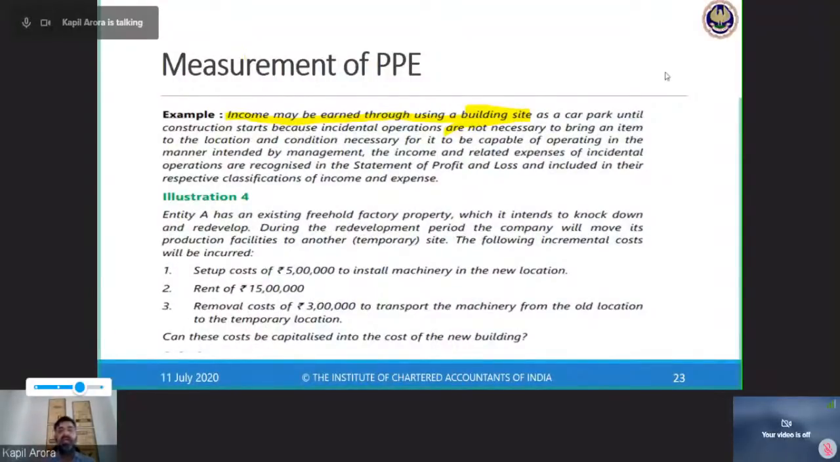For example, I am constructing a building. While constructing a building, I have my plot on which the building has to be constructed. Now, while constructing the building, the plot is empty. When plot is empty, I have started giving that for the parking purpose, and I am earning some money. Is it related to my construction? Answer is no. Because even if I don't construct, I can still earn that money. So it has nothing to do with my construction. So it will not be added or deducted from my asset value. It will be taken to the profit and loss account.